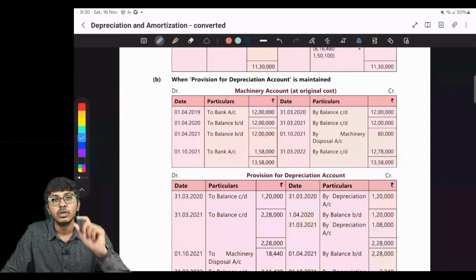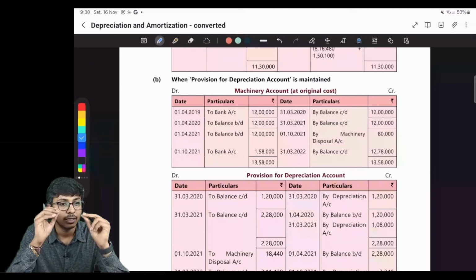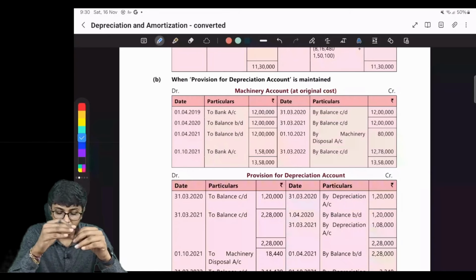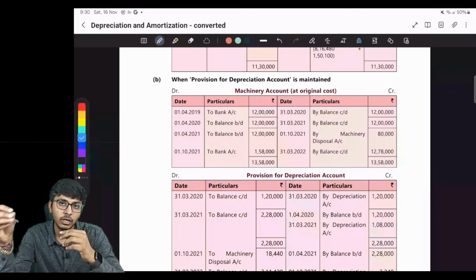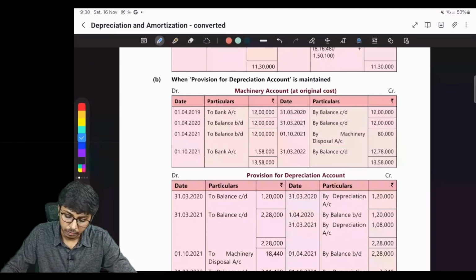Now I told you, when you prepare the machinery account and pass depreciation entries, if you debit depreciation, you will not credit the asset. Instead, you will credit something called provision for depreciation account. Why do we do this? I have explained already. Come, let's go.